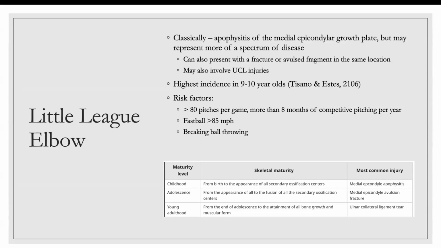These include throwing more than 80 pitches a game, pitching year-round, throwing high velocity fastballs, and breaking balls coming in. Now, I mentioned with the shoulder, the curveball specifically increases the risk of shoulder pain. Throwing balls with more of a twisting motion, like a slider, is going to increase the risk for little league elbow. So make sure we're taking a good history for these pitchers coming in and knowing what type of pitches they're using out on the mound.